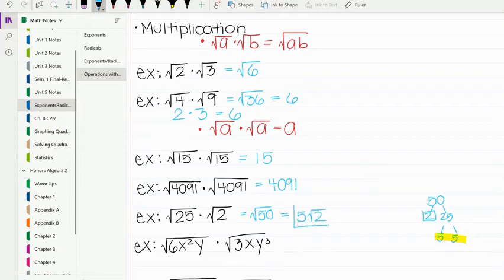Now, some of you might be asking, couldn't I have simplified before? Absolutely. Root 25 is 5. So you could have thought of this as 5 times root 2, which is 5 root 2.